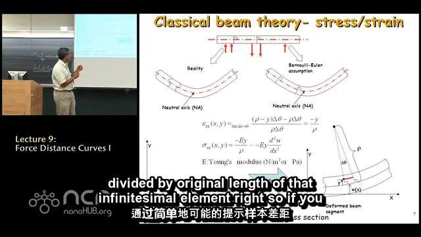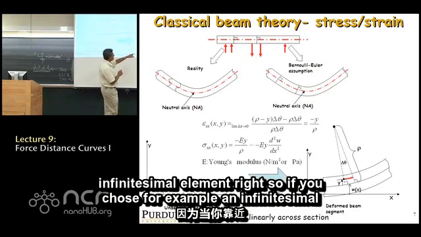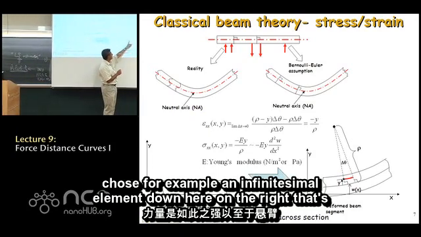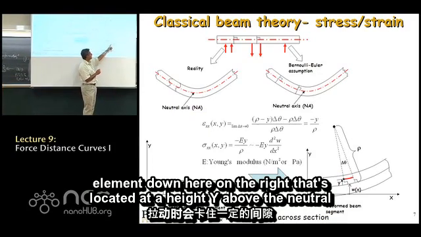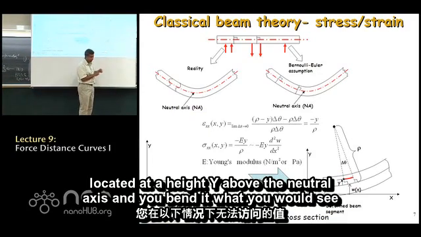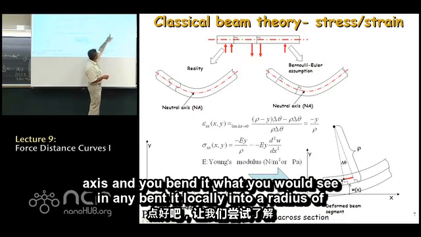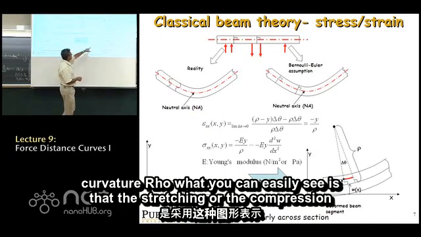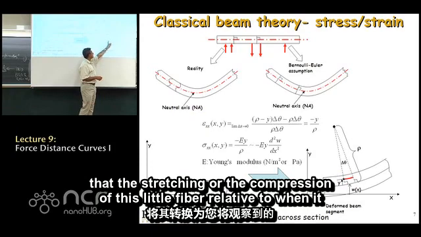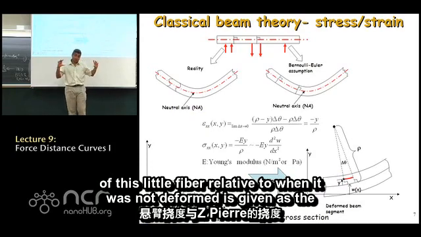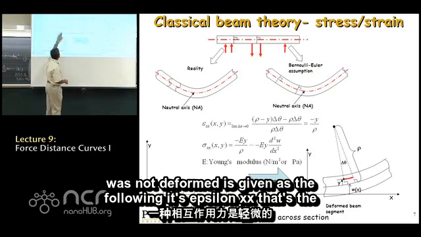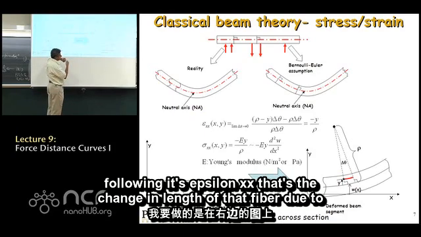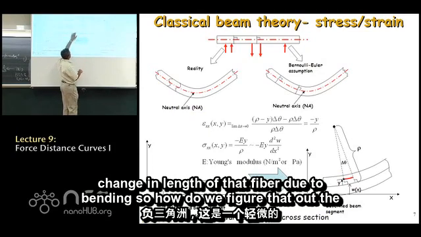So if you chose, for example, an infinitesimal element down here on the right, that's located at a height y above the neutral axis, and you bend it locally into a radius of curvature rho, what you can easily see is that the stretching or the compression of this little fiber relative to when it was not deformed is given as the following. It's epsilon xx, that's the change in length of that fiber due to bending. So how do we figure that out?